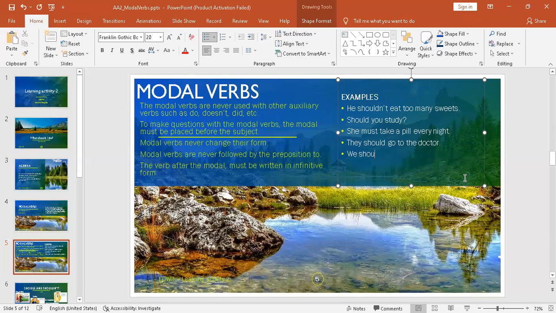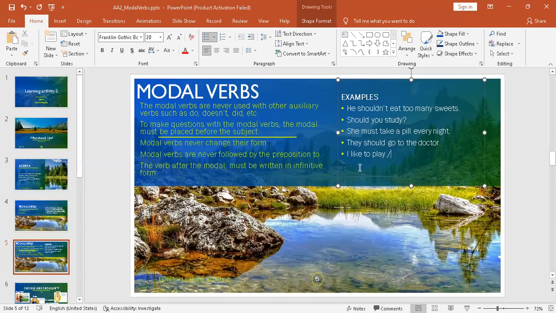Y por eso estamos mirando las reglas, digámoslo así, gramaticales de este verbo. The last one is the verb after the modal must be written in infinitive form. Este es un error que cometen muchos. Recuerden que yo digo, ok, I like to play, ¿cierto?